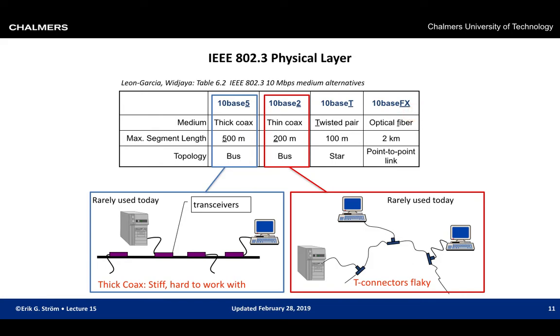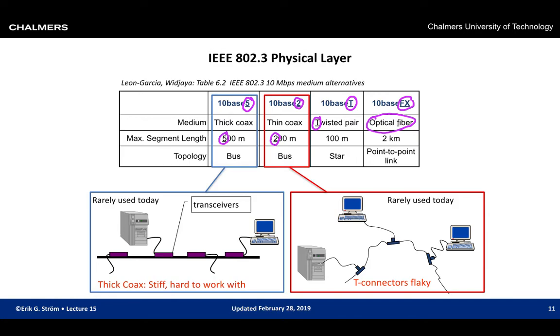So what does that mean? Well, first of all, the 5 here means that the maximum length of the cable is 500 meters. The 2 here means that the maximum length is 200. The T here means it's a twisted pair cable, and the FX means optical fiber. I don't know why this is done. It's kind of stupid, but that's how it is, right?